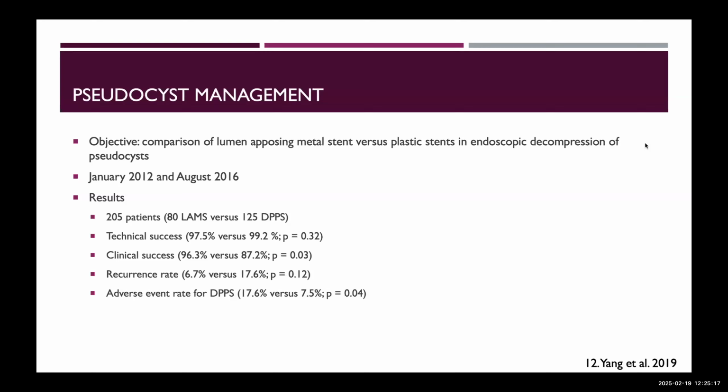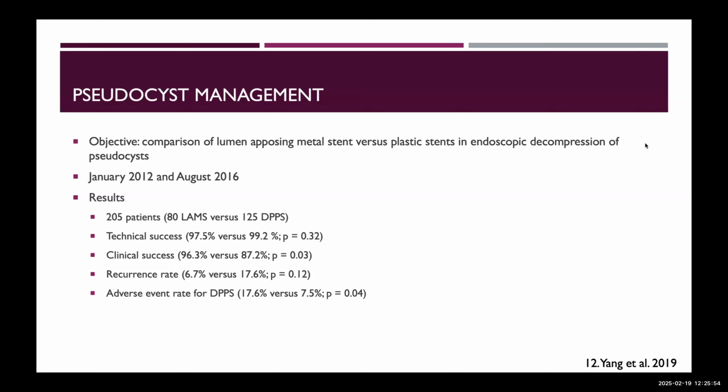In any case, when we evaluate the use of large metal stents versus double pigtail plastic stents, in this study done at McGill and Hopkins, 205 individuals were recruited into the trial, head-to-head looking at lumen-opposing metal stents versus plastic stents. Technical success was similar. However, clinical success was higher with lumen-opposing metal stents. It's probably because of the larger caliber stent, being 20 millimeters in size compared to the conventional size of plastic stents, which is around 10 French or 3.3 millimeters in diameter. There's a lower recurrence rate.